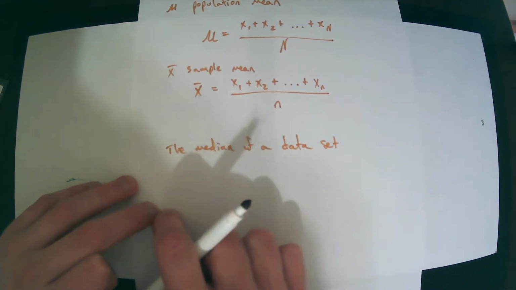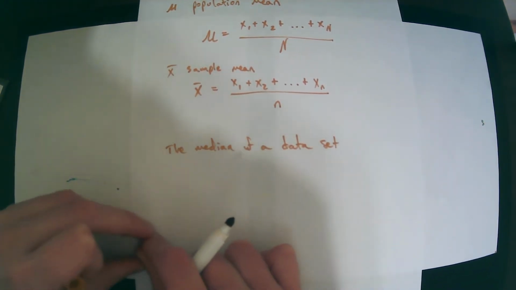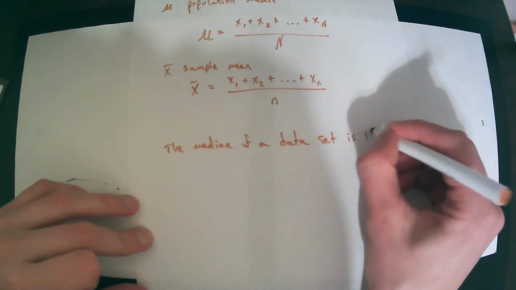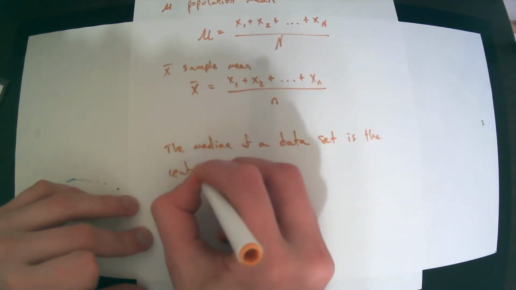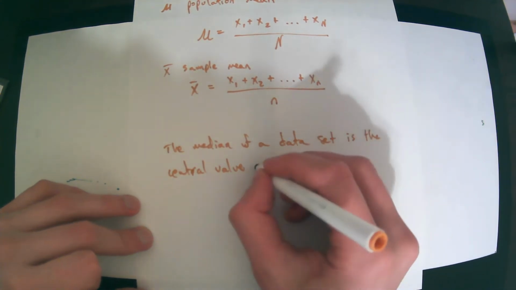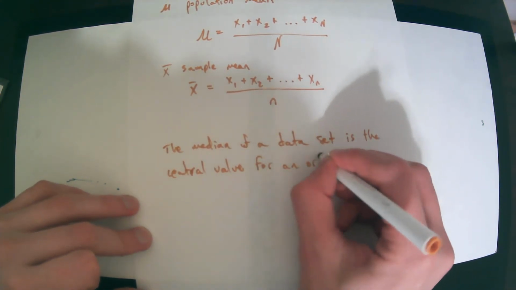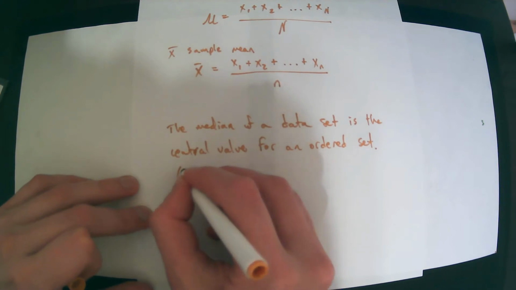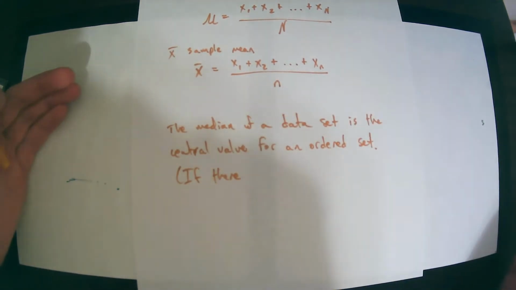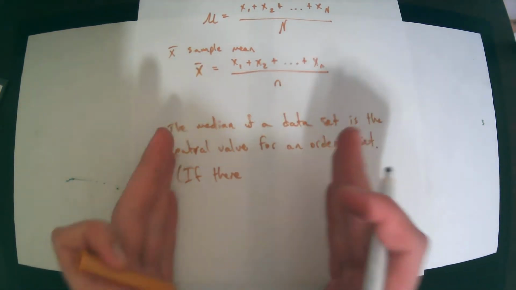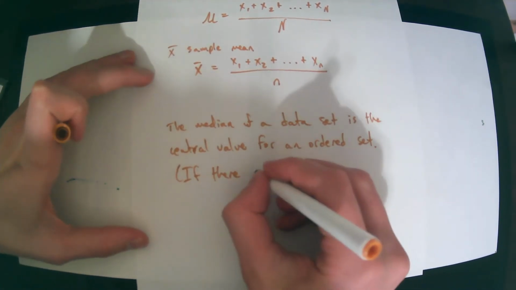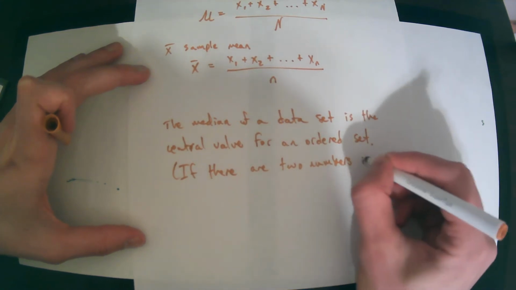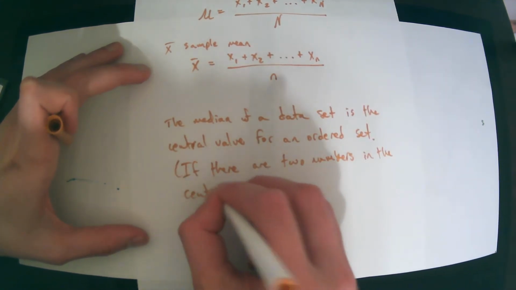When I say center, I mean the numerical center. In other words, the data set has to be in order. So we can say the median of a data set is the central value for an ordered set. If your set is not ordered, you've got to write it in order to then find the median. What if you've got 8 elements in your set and you count in towards the center, but there are 2 numbers in the middle? If there are 2 numbers in the center, you just take their average.